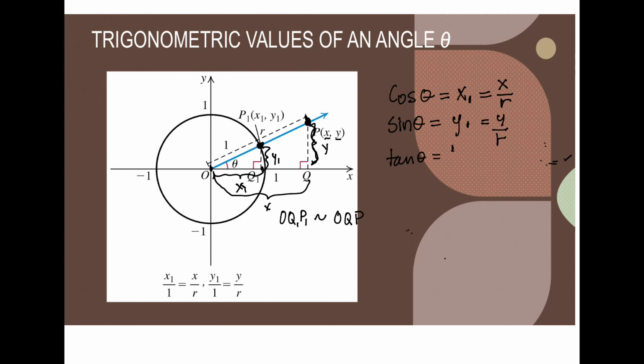Tangent would be opposite over adjacent, y over x, which is equal also to y1 over x1. So let me just put that first, and then we'll put y over x. So we've got all of these different things that we can set equal to each other, and they're proportional. As long as we're representing the same sides, then they are equal to each other in their proportions, their ratios.